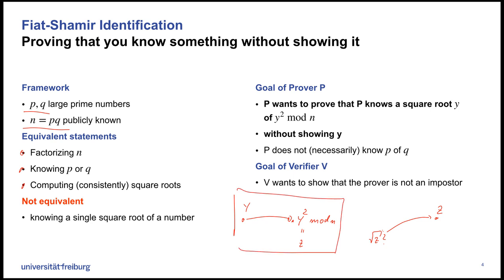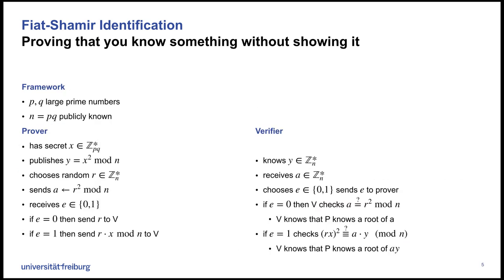Well, the easiest way is I just give it to you, but then you know it too. I want to show you that I know it without giving you the square root, because I might be using it for something else. In this context, y squared is somehow a commitment where they say, okay, this is a number for which I know the square root. And this gives us a first protocol for how to show that you know the square root without showing it.